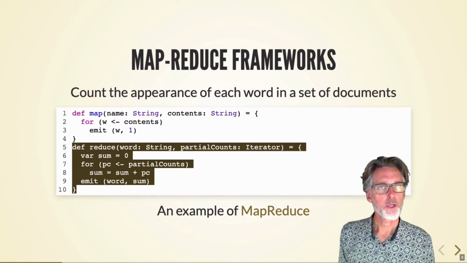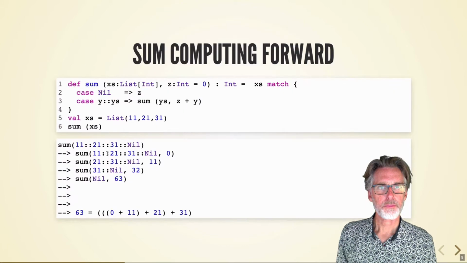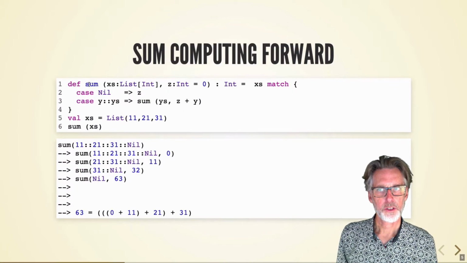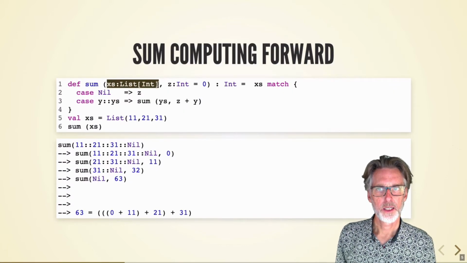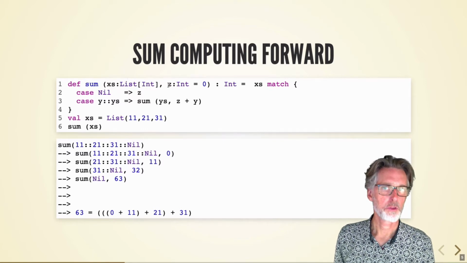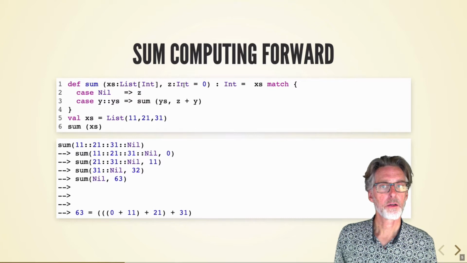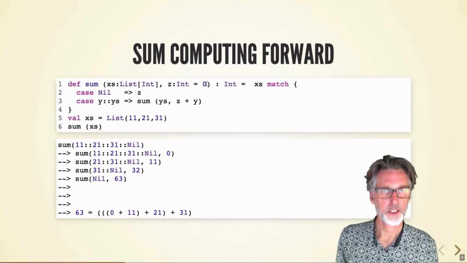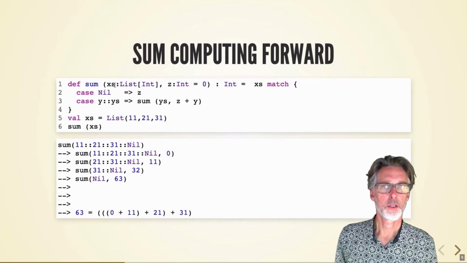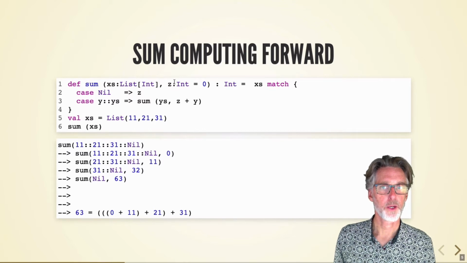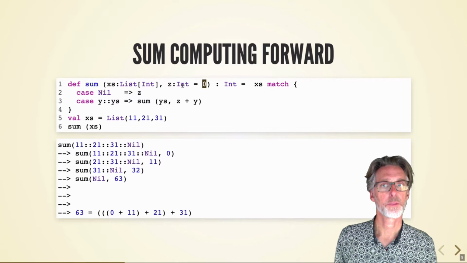Let's look at one way of doing that. This is a sum function where I take a list and the initial value. I'll call it 0. I'm using something here called a default parameter in Scala. If the caller of this function only provides one parameter, Scala fills in the value of the second parameter to be 0.